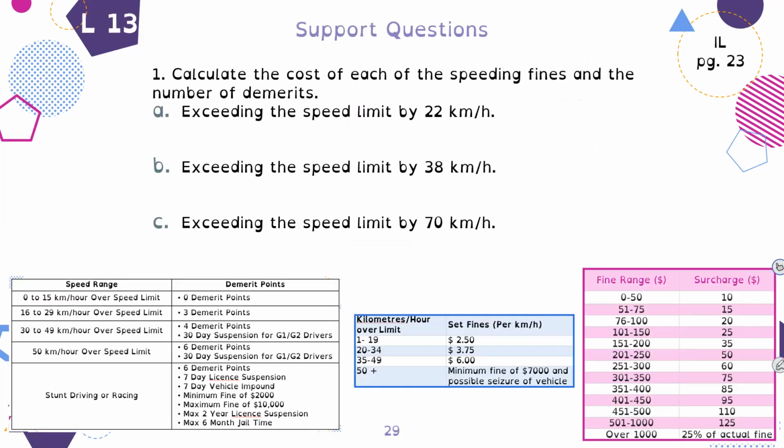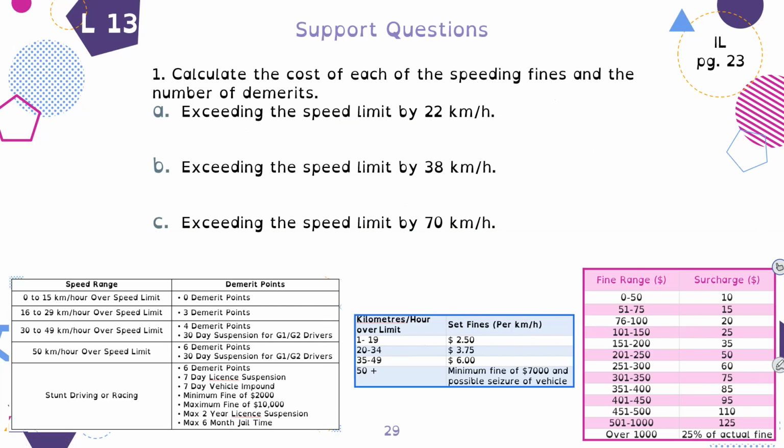All right, so let's look at some support questions. I've collected a bunch of information so that we have that information. You're going to need to look this up. These charts are not at the bottom of your questions, so you do need to go back into your booklet to find these charts to use them. I've just put them here to help make your life a little bit easier. So number 1 on page 23, calculate the cost of each of the speeding fines and the number of demerits. So exceeding the speed limit by 22 kilometers an hour.